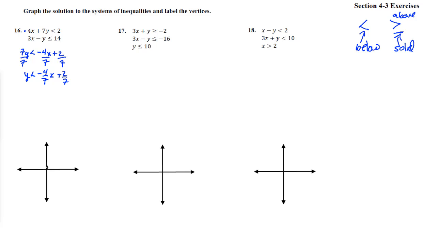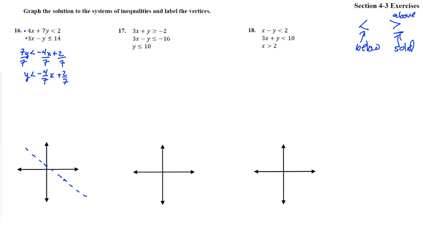So that's positive 2/7 is about right there, and then down 4, 1, 2, 3, 4, 5, 6, 7, somewhere about in there. And notice this is a dashed line, so this will go down something like that. Then on the other one, we'll do that in a different color here.